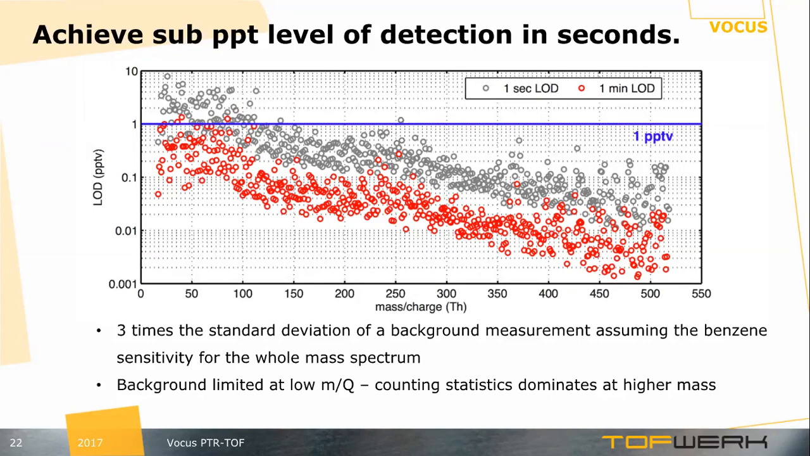Then I take 3 times the standard deviation of the background measurements, which is clean air, and then assume the benzene sensitivity for the whole mass spectrum. And so that gives me a picture of what kind of detection limits I would expect across the full mass spectrum.